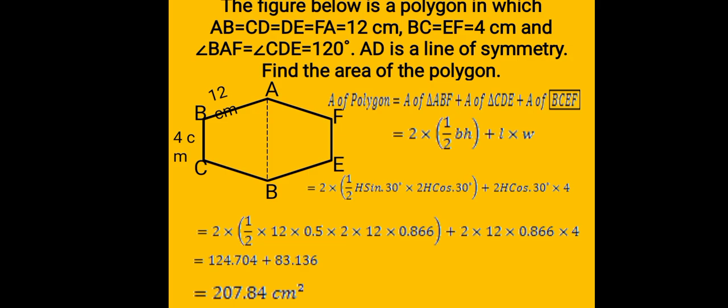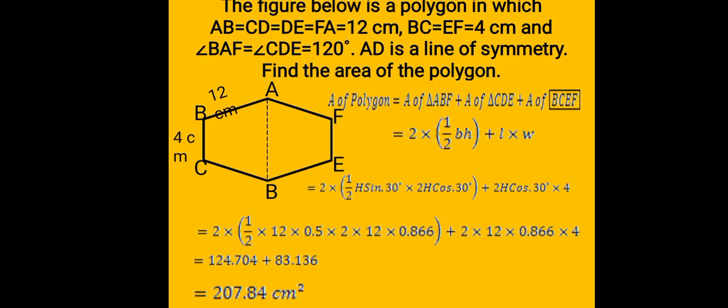The figure below is a polygon in which AB is equal to CD is equal to DE is equal to FA, which is equal to 12 centimeters. BC is equal to EF, which is equal to 4 centimeters, and angle BAF is equal to angle CDE, which is equal to 120 degrees. AD is a line of symmetry. Find the area of the polygon.